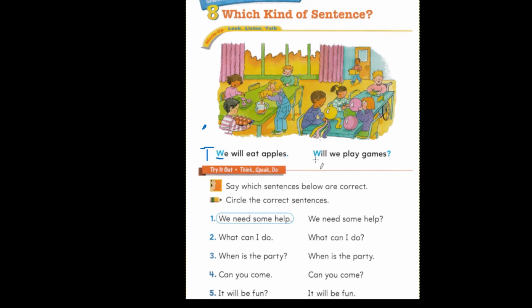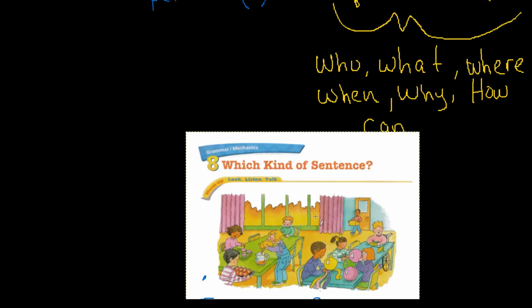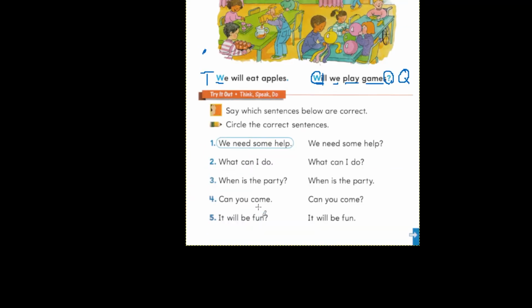Now look at this one. Will we play games? It starts with an uppercase, right? Both of them start with an uppercase, but the only thing separating them is the ending. One ends with a period, one ends with a question mark. Will we play games? Right here is our question mark. So this is our question sentence, and I'll put a Q right there.